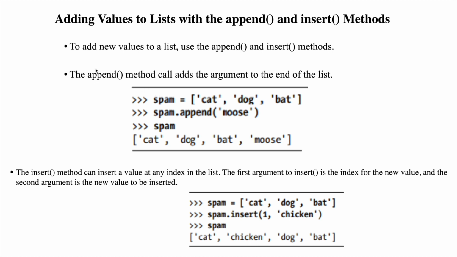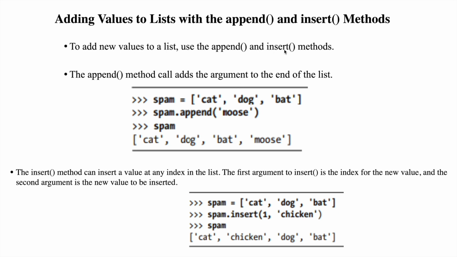First, in this example, I will try to add a value using the append method. See, append always adds the new element at the end of the list, that is, the right side of the list. For example, see this list, it contains three elements: cat, dog, bat. Now I will try to append moose into the list. Definitely it will add it at the end of the list, that means after the bat. That is the append method.